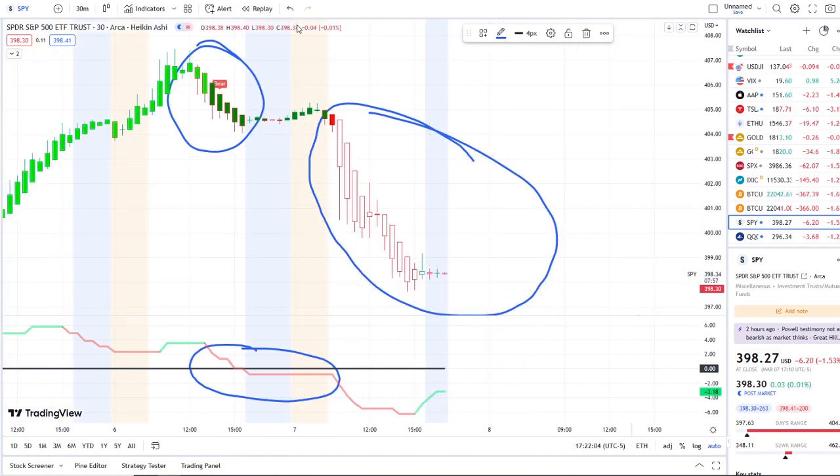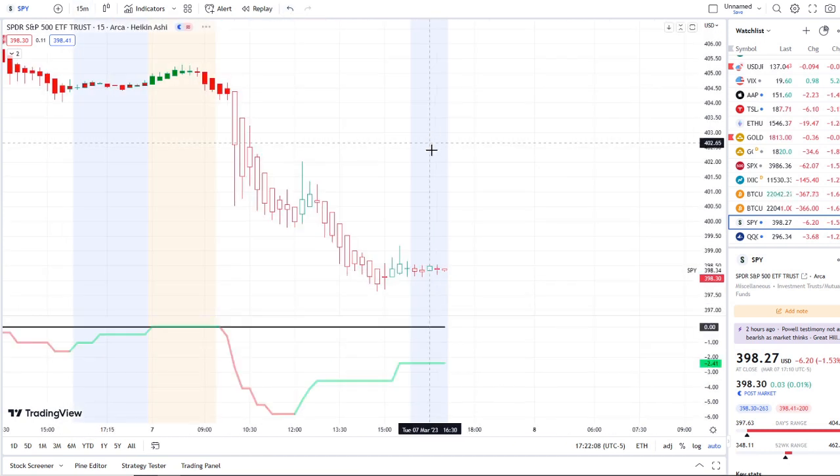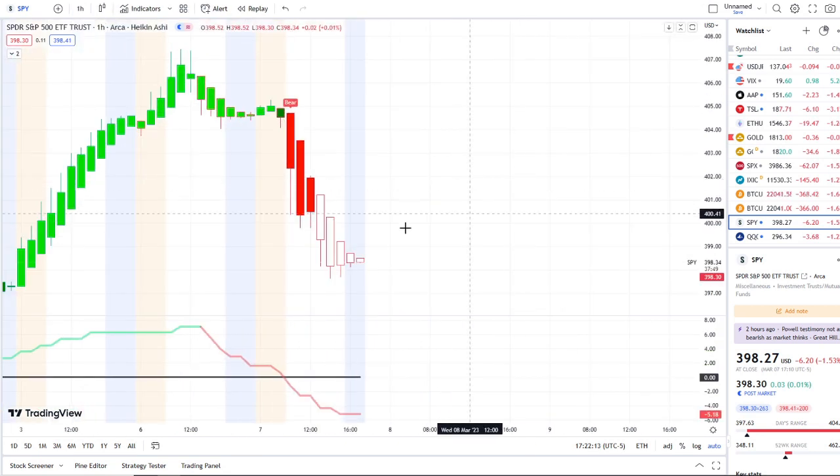But it wasn't just the 30-minute pulling down and hitting dip areas. It was also the 15-minute, and it was also the 1 hour, guys. It hit dip area here today under a bear indicator and outflows dominating.